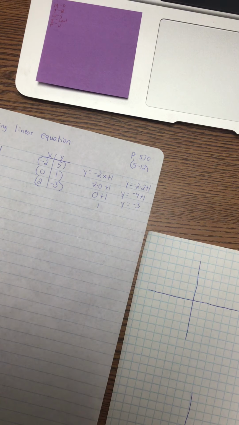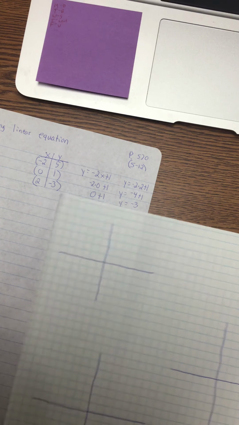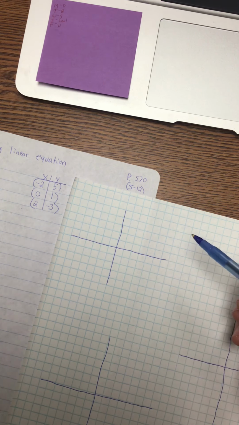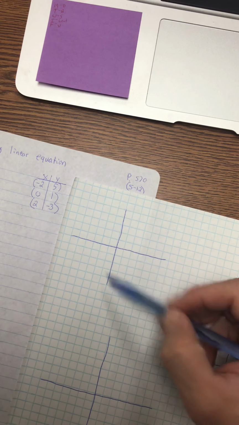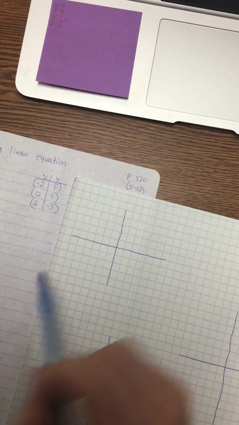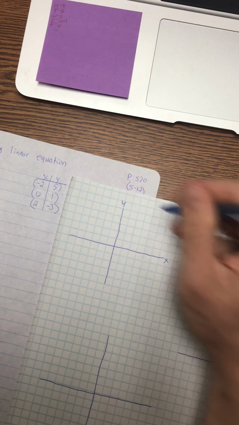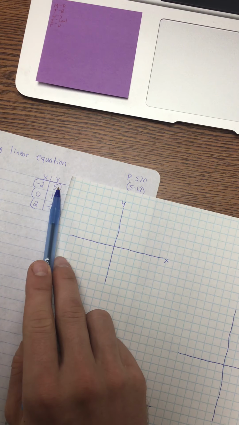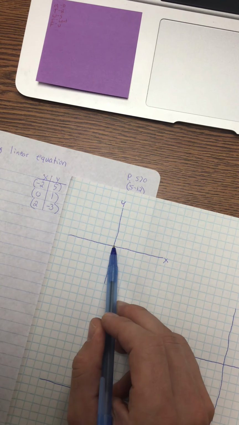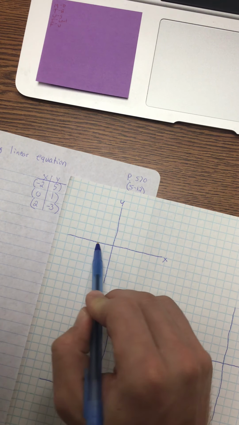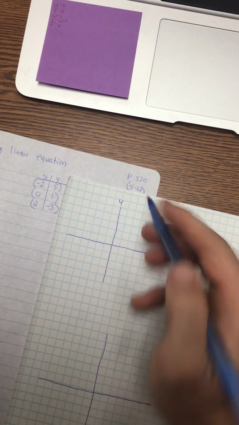So here is my graph. You're going to be given graph paper, and you just need to make your x-axis and y-axis, and then plot these three points. Our x-axis runs left and right, and our y-axis runs up and down. Where x is negative 2 and y is 5, that's where we need to graph. Always start at the origin, and always go left or right first. It's negative 2, so I'm going to go 1, 2 to the left, and then it's positive 5, so I'm going to go up 1, 2, 3, 4, 5.